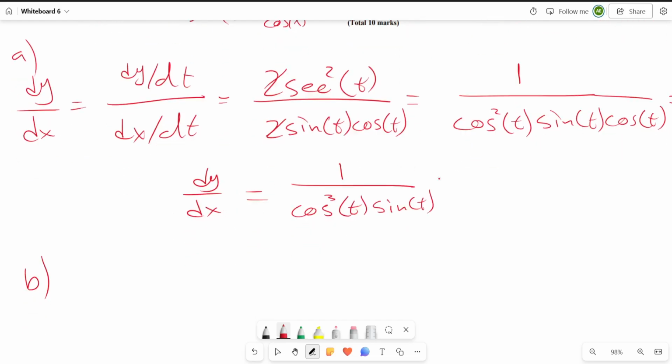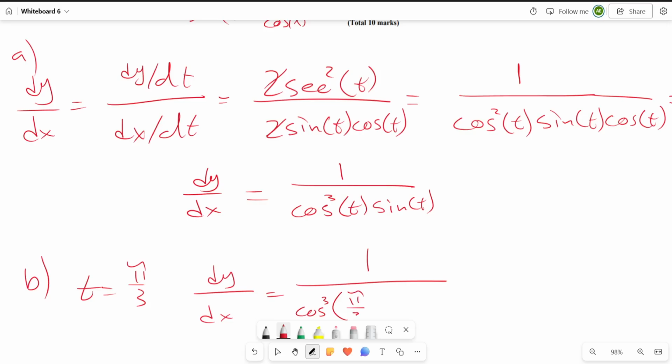So if I replace the t over here that I want, it is going to give me the slope at that x or at that t. So let's do that. At t equals pi over 3, dy by dx is going to equal 1 over cosine cubed of pi over 3 multiplied by sine of pi over 3, because I'm going to replace all the t's with pi over 3. I will need to make sure that my calculator is in radians.